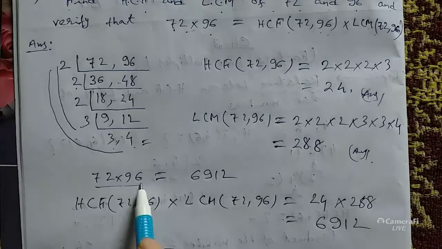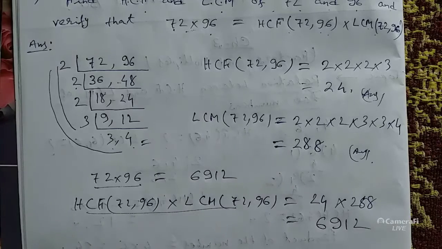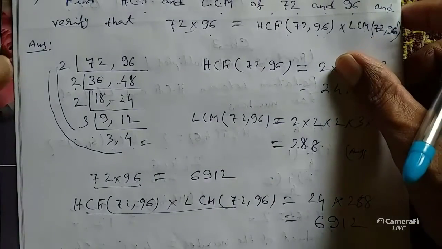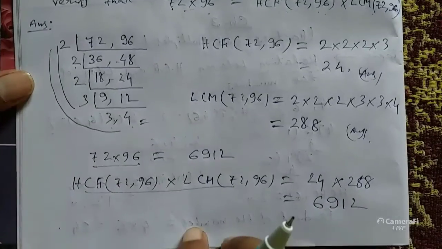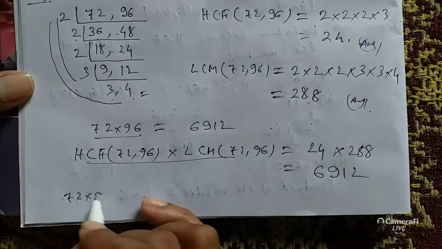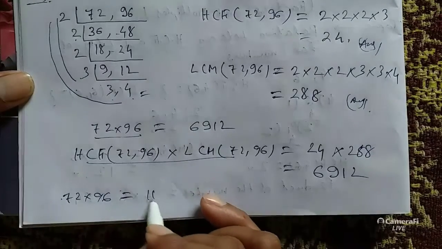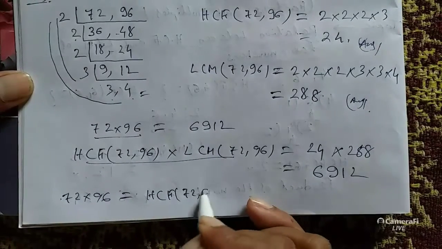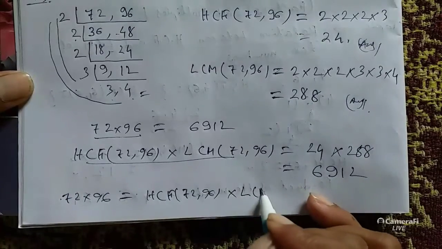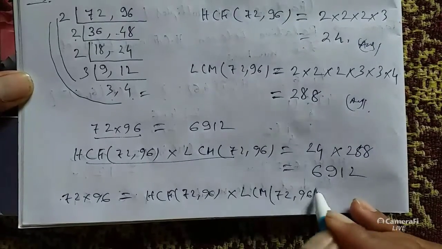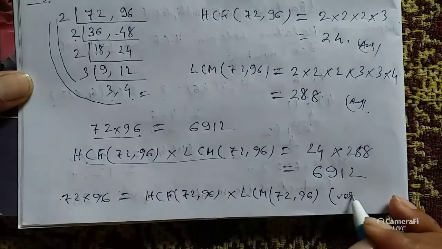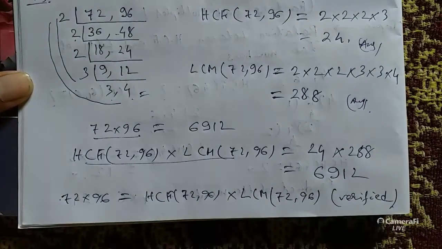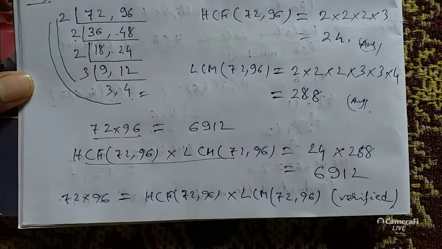So the product of the numbers and the product of the HCF and LCM become the same. So the result is verified. We just write that 72 multiplied by 96 equals HCF of 72, 96 multiplied by LCM of 72, 96, and it is verified. This completes the problem. So here again we have established the relation between HCF and LCM, taking another two numbers, 72 and 96.